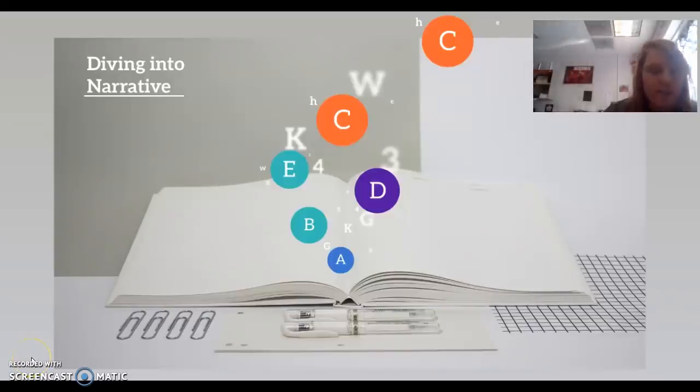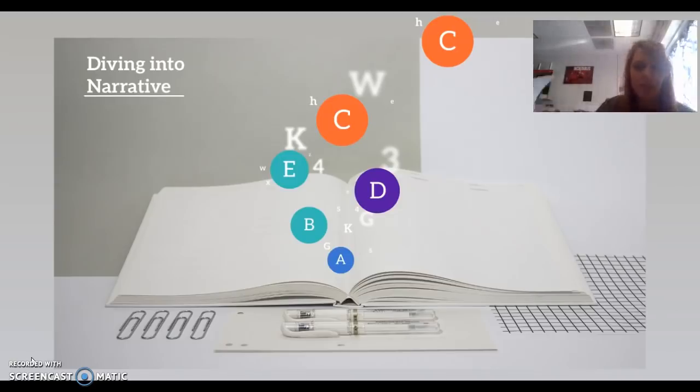Good morning, everybody. Today we are going to dive a little bit deeper into the narrative. Yesterday we talked about narrative structure in general and the different types of narrative, and today we are going to dive into narrative a little bit deeper and look at the different pieces of narrative and look at how you can tell if something is a narrative.